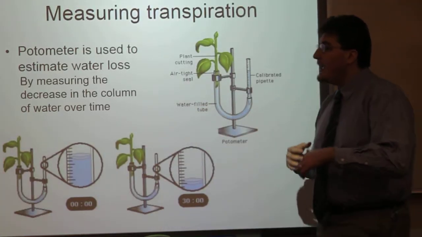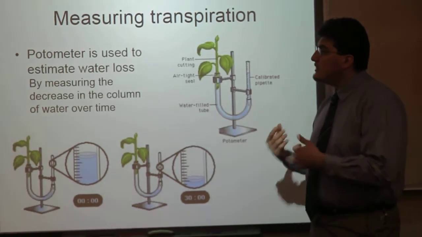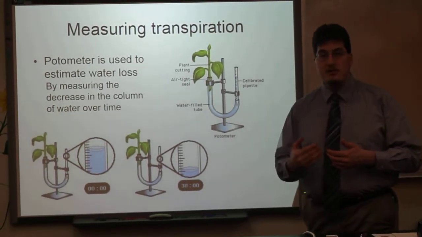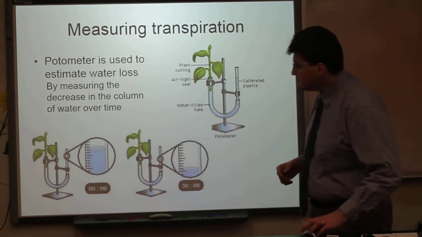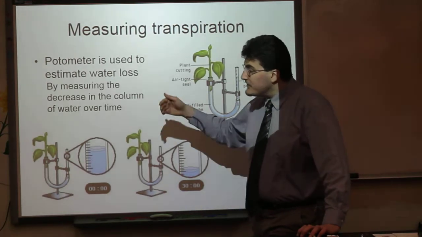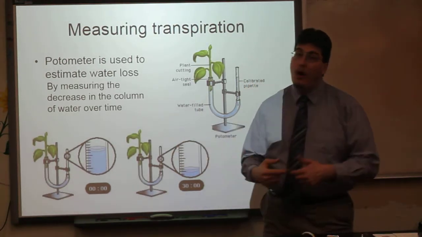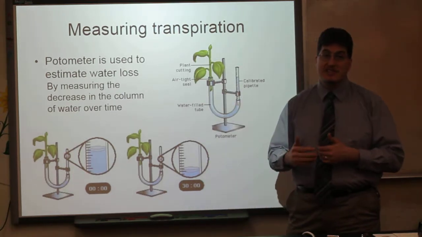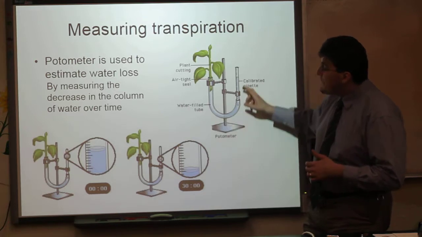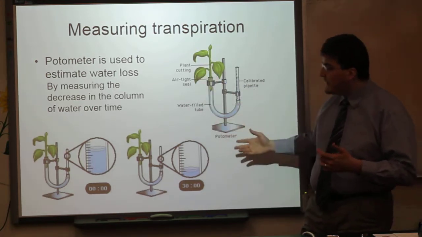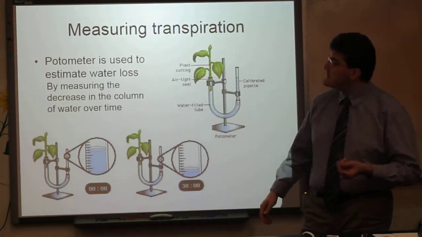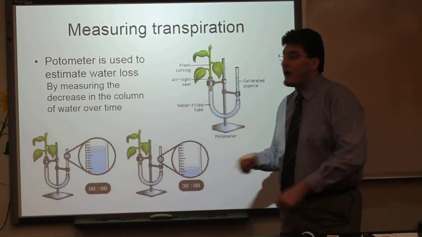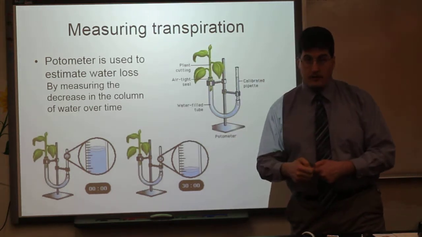Potometers are a piece of equipment that we can use to estimate water loss. And we do this by measuring the decrease in the column of water over time. Now, a simple potometer setup would be this U-bend PVC piping or plastic piping with a plant inserted in here. Now, all of this has to be done underwater.